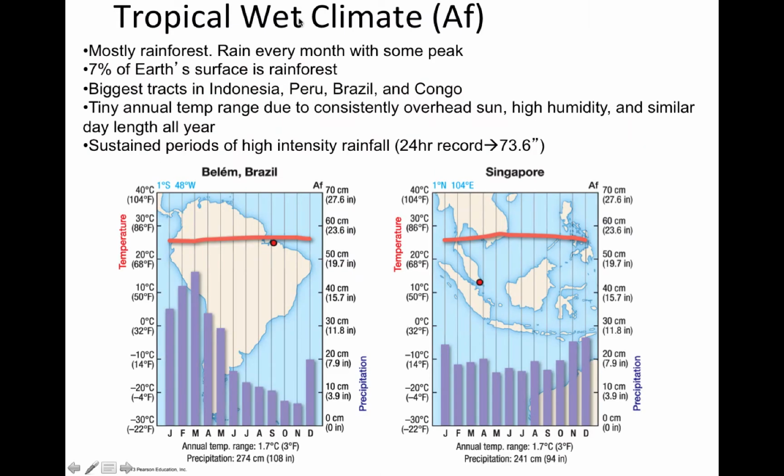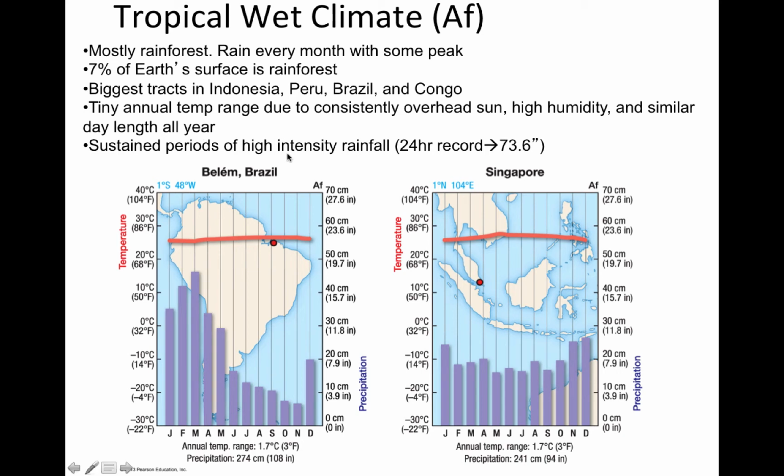Now the tropical wet climate, mostly rainforest underneath it, makes sense. Rain every month with some peak. 7% of Earth's surface is rainforest, where the biggest tracts currently are in Indonesia, Peru, Brazil, and the Congo as well. There's a tiny annual temp range here. This is the smallest on Earth due to consistently overhead sun, high humidity with high heat capacity, as we know, and similar day length all throughout the year. As well, if you're in the thick forest at the bottom, you're also protected from a lot of the variation going on in the top of the canopy.